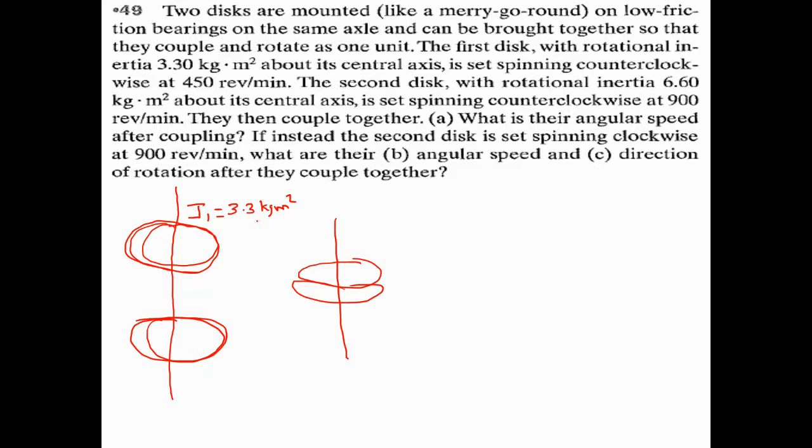Its rotation direction is also given. The first wheel is rotating in the counterclockwise direction. What is the meaning of counterclockwise direction? This direction. Am I right? Yes, it is moving counterclockwise. That means my omega 1i is how much? 450. Am I right?